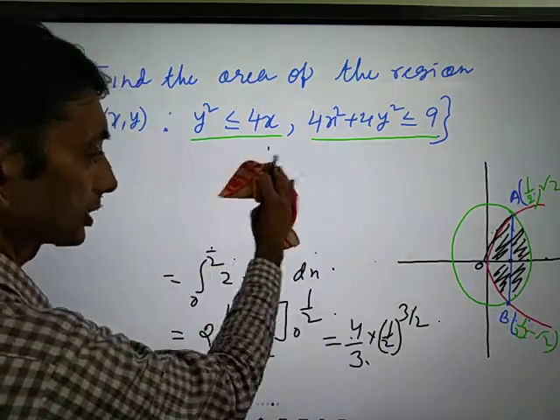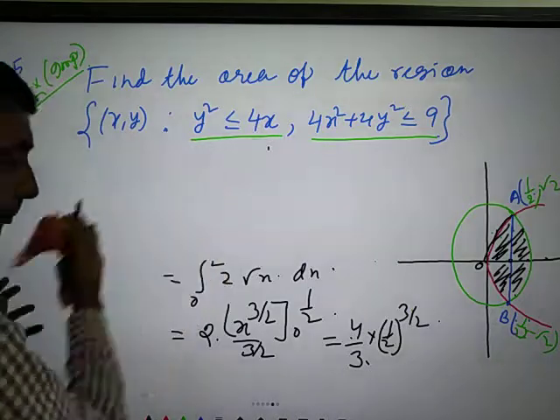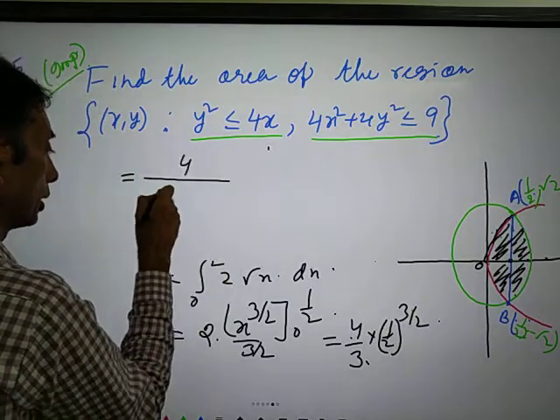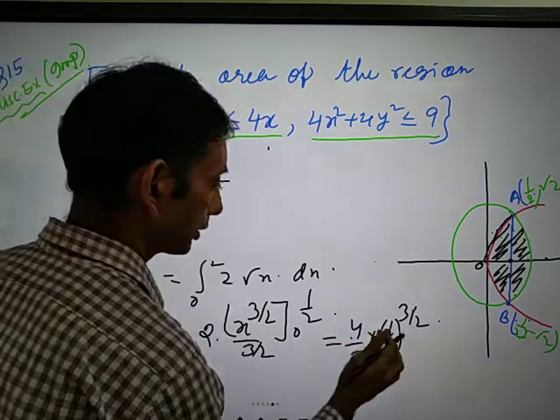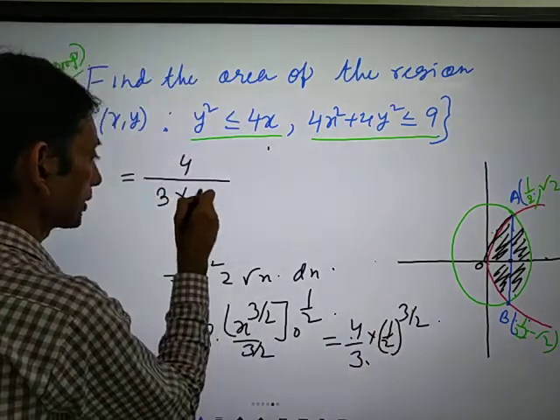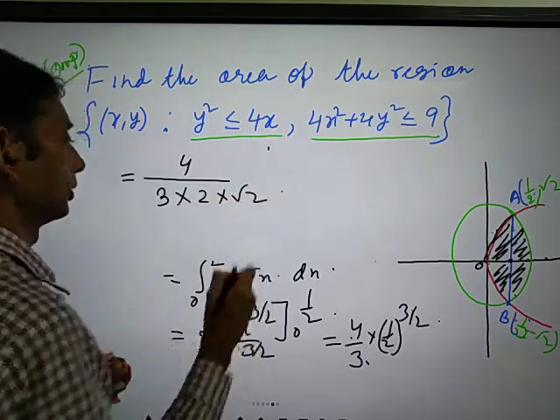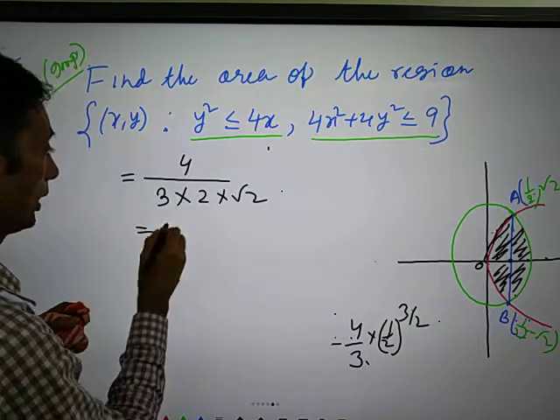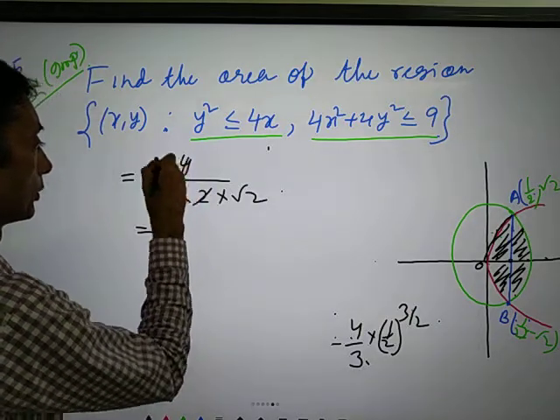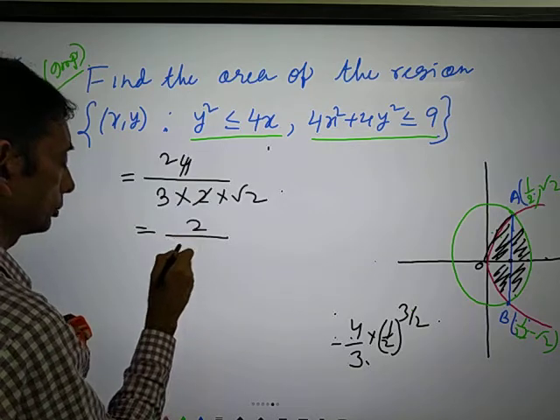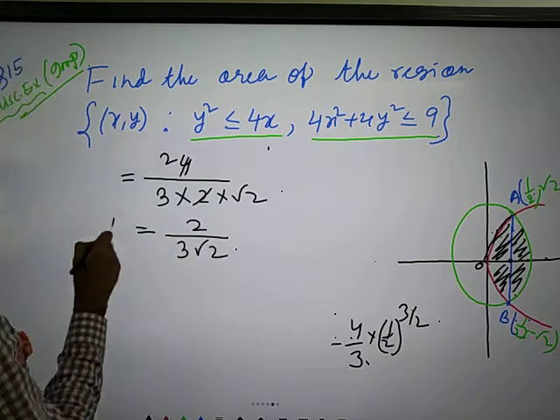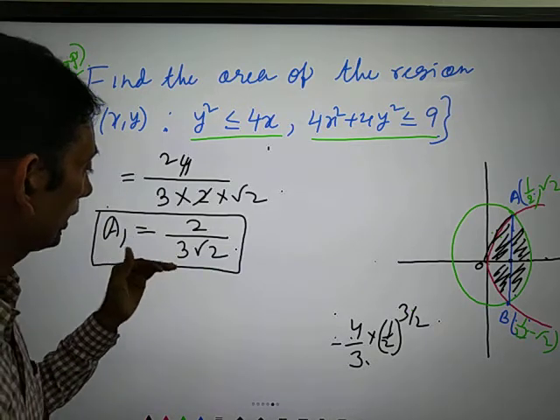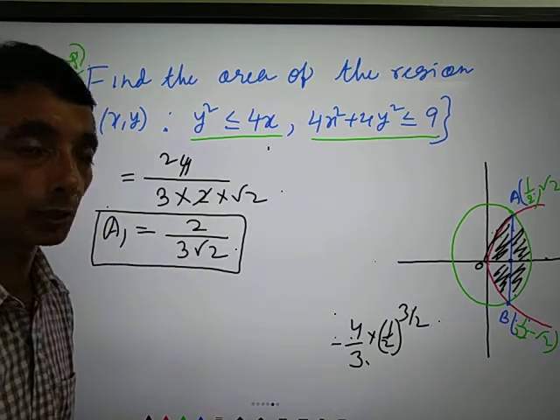If we simplify a little bit more, we get 4 by 3, and in the denominator it will be 2 to the power 3 by 2. So 2 to the power 3 by 2 can be written as 2 into root 2. Then you can cancel this 2, so it will be 2 by 3 root 2. So we got A1 as 2 by 3 root 2.